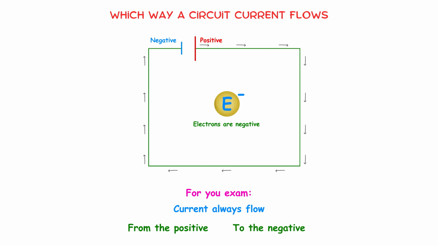However, when people first discovered electricity, they didn't know anything about this, so they decided that current flows from positive to negative, and we now keep this convention, sometimes calling it conventional current. So even though it's a bit weird, just remember that for your exams, current always flows from the positive terminal to the negative terminal.